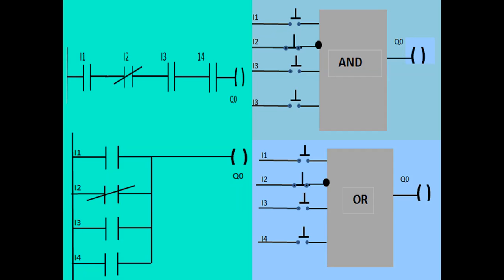In this video, we are going to see the types of PLC program. There are three types of program. The first one is ladder logic, the next one is functional block diagram, and the third one is statement list.